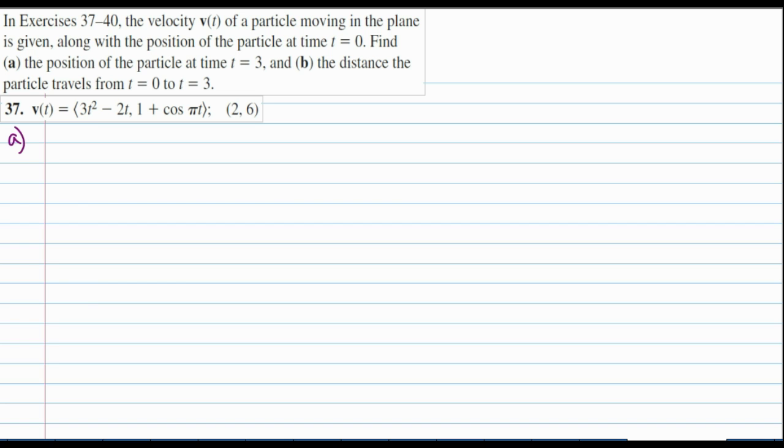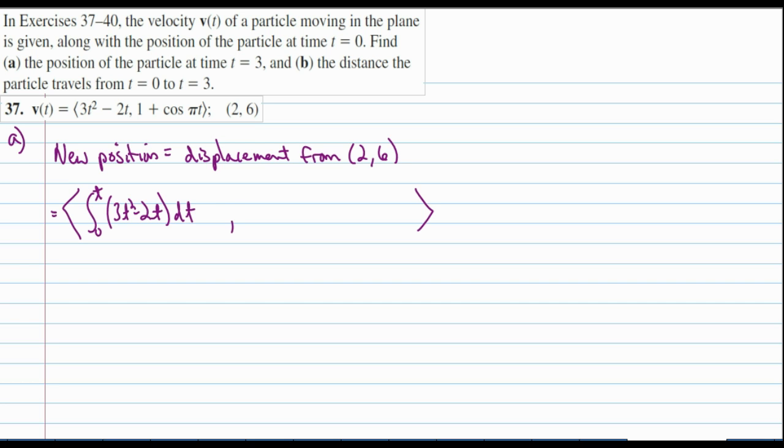Alright, so let's start out with part A. The position of the particle can be found just using displacement. I only need to know its location. I don't need to know anything about the path to get there, just its location. So the new position is going to be the displacement going from point 2, 6. To calculate the displacement, I'm going to find the antiderivative of the horizontal velocity parameter. But again, I'm starting from 2, comma 6, so I could just add 2 to that because I'm going to go 2 plus whatever the displacement was. Same with vertical.